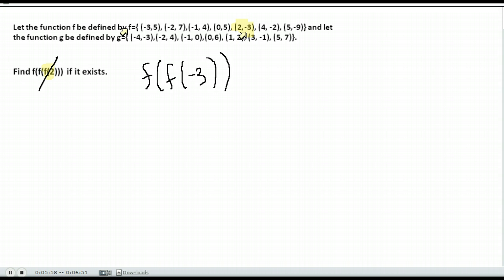Let's do the next one. Okay, f of negative 3. So we go back to the function. We'll do this one in green. When x is negative 3, what's our y value? Our y value is 5. So we found f of negative 3 was 5. So now we're finding f of 5. And we go back to the f function again, and we say, okay, what is our y value when x is 5? And here's the point over here. With x being 5, our y value is negative 9. So our final answer is negative 9.